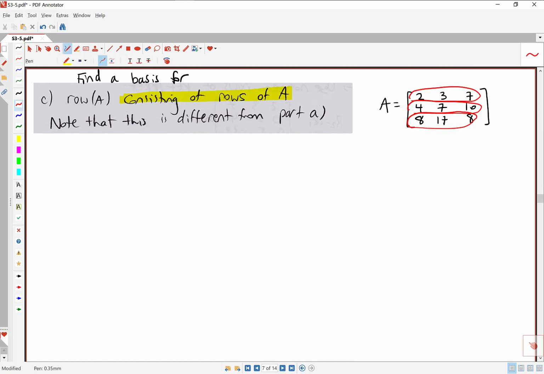So the trick for this kind of question is to recognize that the rows of A are the same thing as the columns of A transpose. And so what we can do is rephrase this as a column space problem. We can say, let's find a basis for the column space of A transpose.